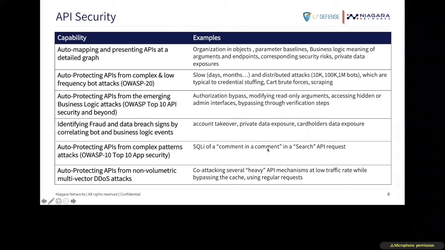Second point is about the type of attacks, the automated attacks. Automated attacks can come in for months. And every day, change the parameter, change the API method, and come with a million different bots.